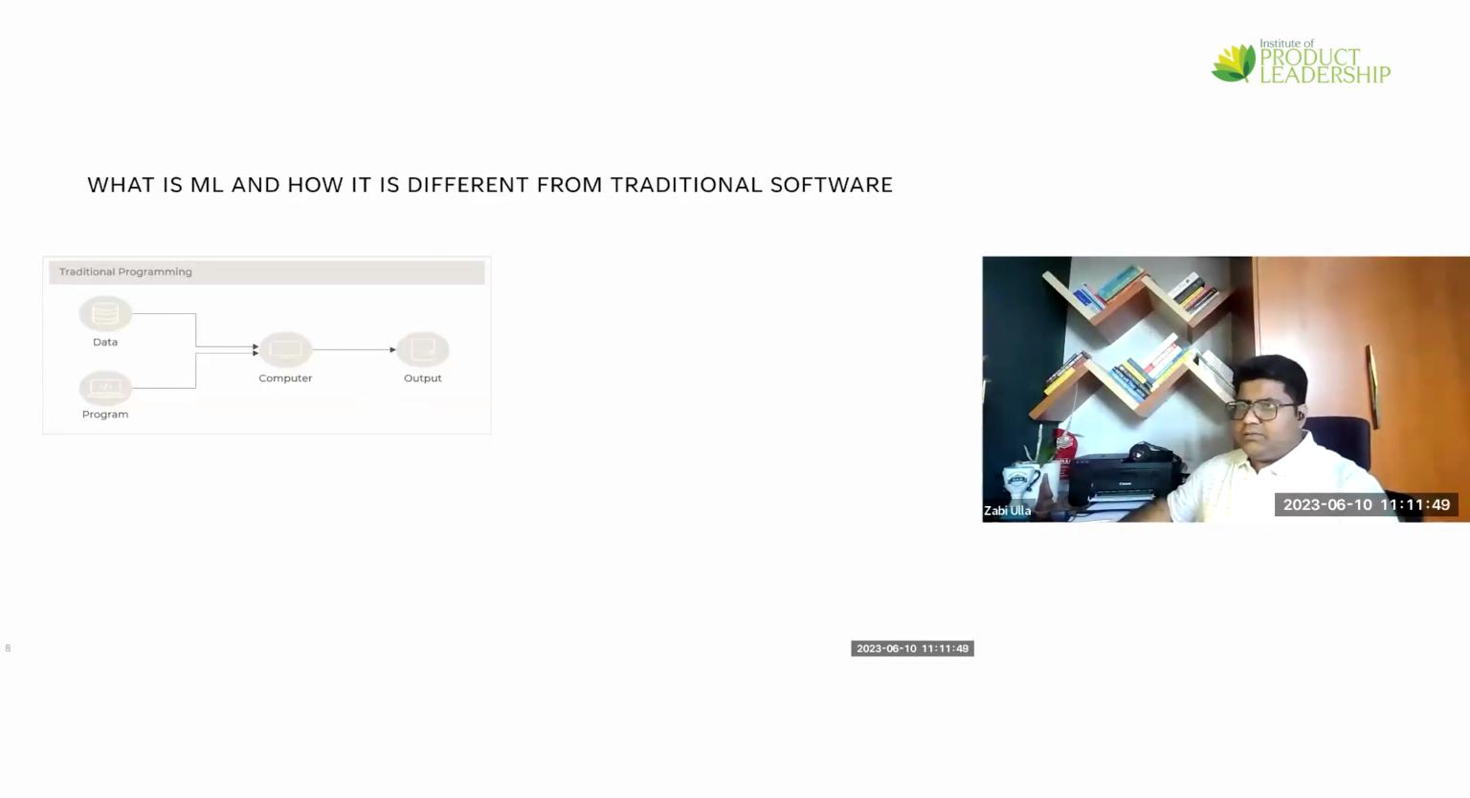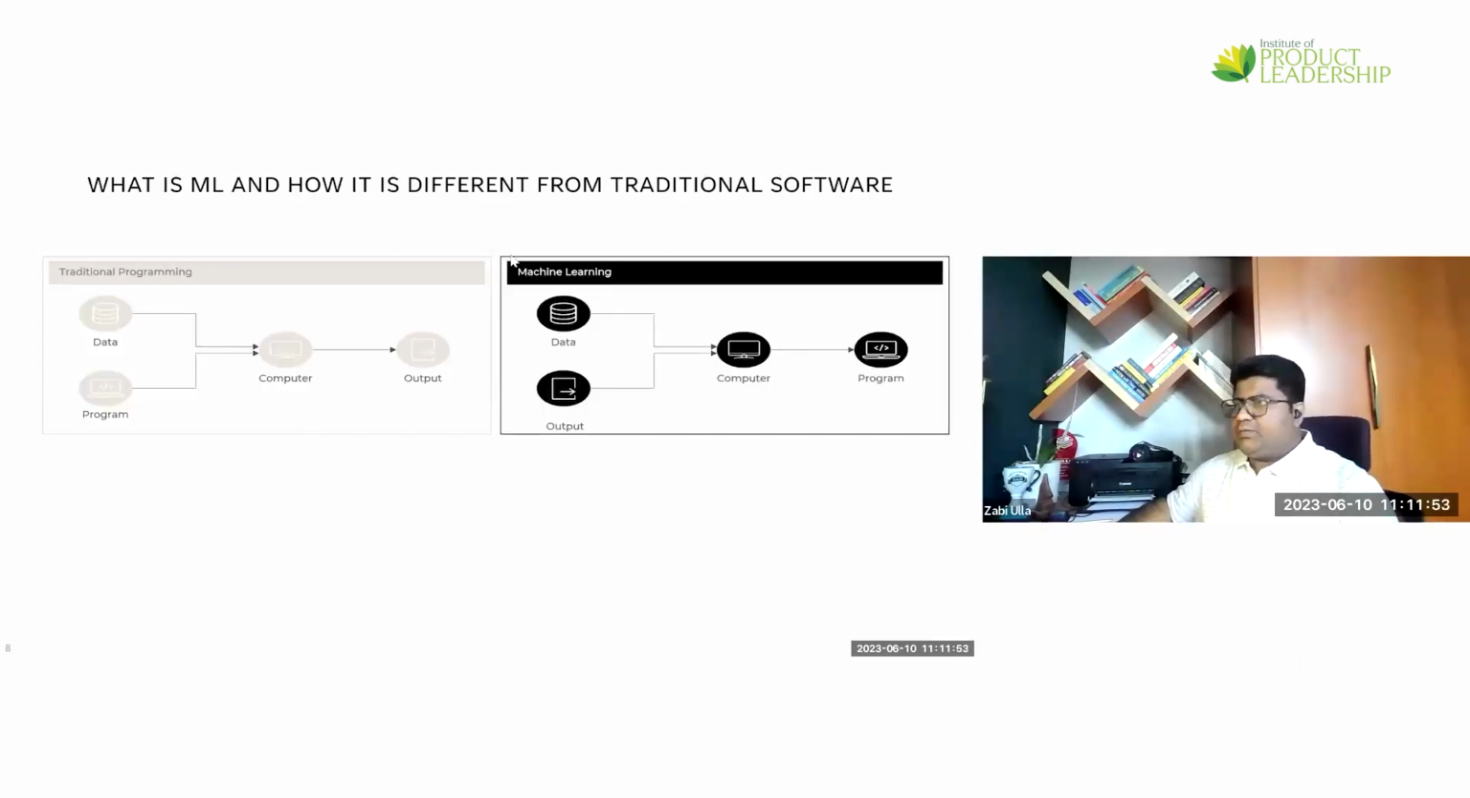Now, in comparison to this, the way machine learning is designed is slightly different. For machine learning to work, you have to train a machine learning model, right? To train the machine learning model, you would require the past data and the output that you desire the machine learning to perform, right?